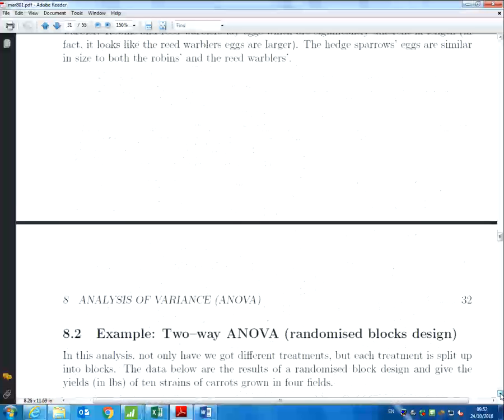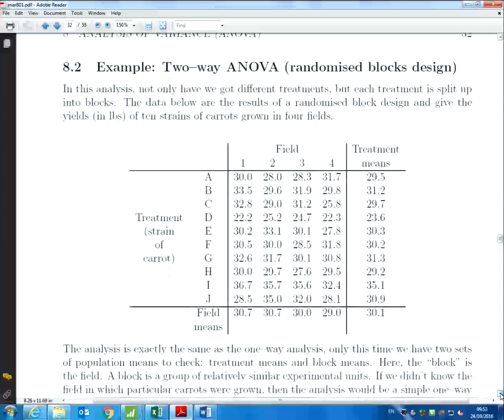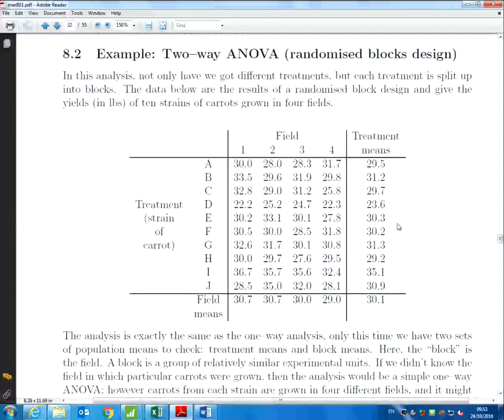Okay, so finally in that section you've got an example of a two-way ANOVA. I'd just like you to read through that top paragraph.